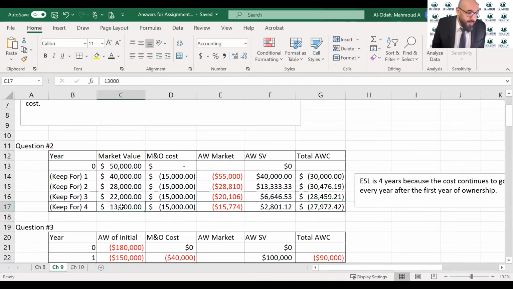The market value for the initial cost still 50,000. The market value, the 13,000, this is considered as a salvage value if we're going to keep it for 4 years.